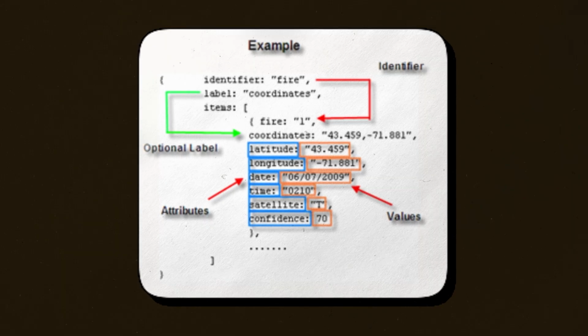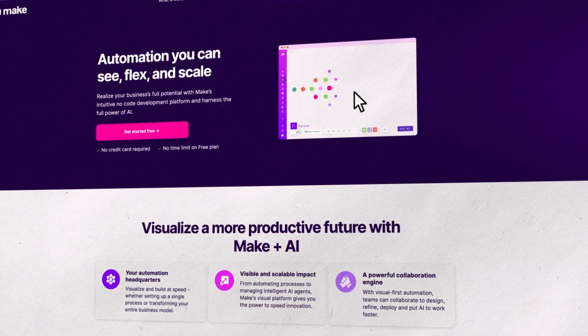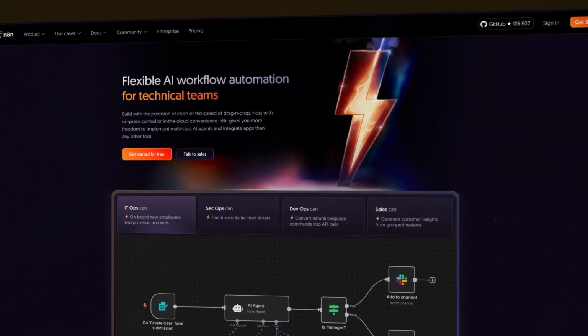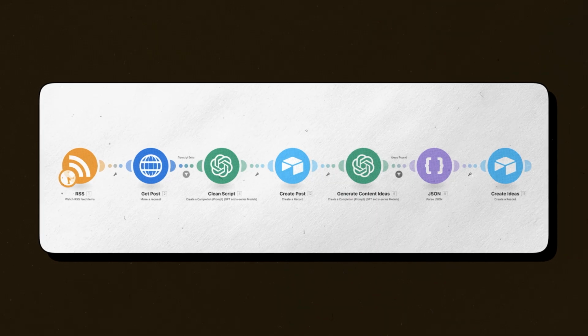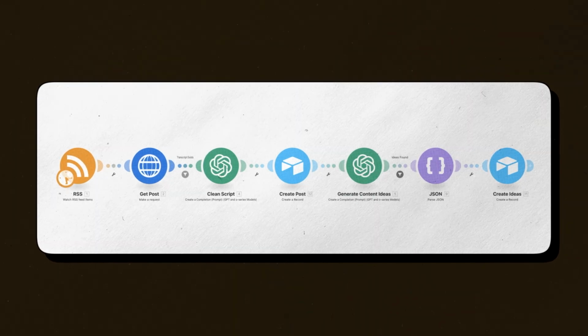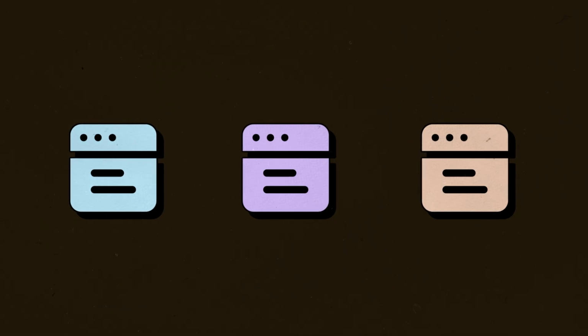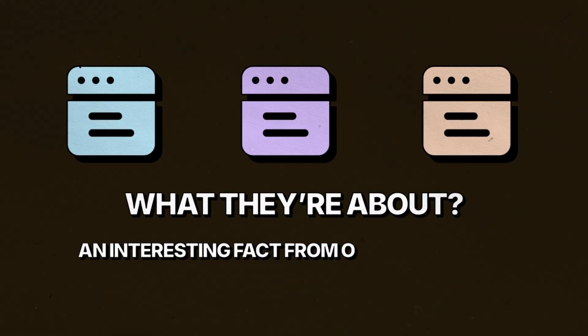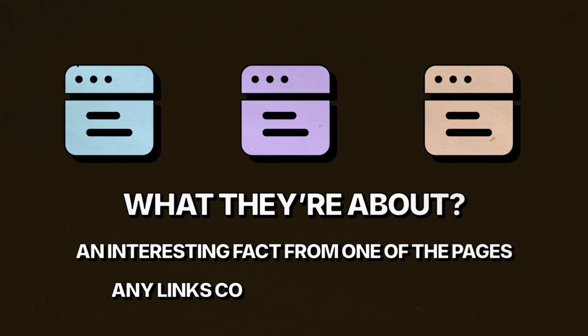Because when the output is in JSON, tools like Make.com or N8N can automatically parse it and pull out each piece of data from the response. So instead of writing one-off prompts, you can build systems that extract 5 to 10 pieces of info from a single call. For example, if we're giving the model a bunch of web pages and we want to know what they're about, an interesting fact from one of the pages, and any links contained in those pages, we would use JSON for that. We also use formats like Markdown and XML whenever they're needed.